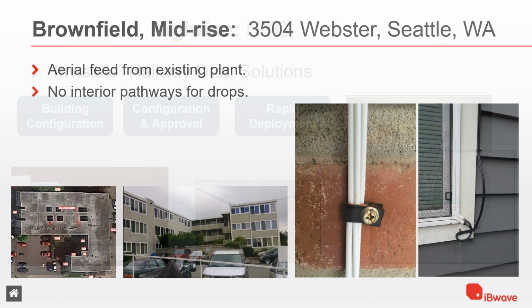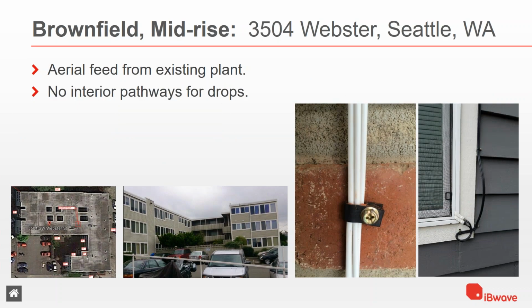All right, next we're going to look at a brownfield mid-rise scenario, this one in particular in Seattle. This building is serviced with an aerial drop from existing fiber network, routed to a terminal with drops, routed along the exterior of the building, penetrating into each unit. In this particular building, there is no interior pathway for the drops, so an exterior wrap application had to be applied. We're leveraging a rugged cable type that can be bent and clipped in without attenuation of the fiber, and then gaining access into the unit.